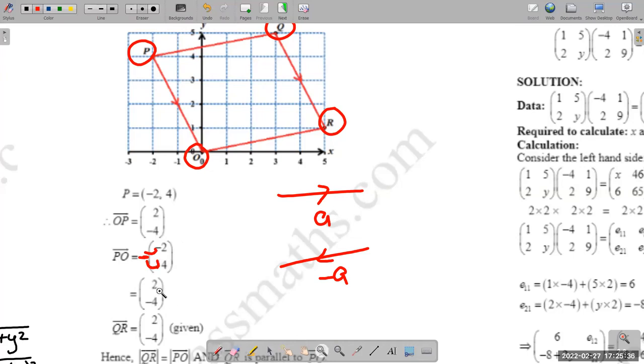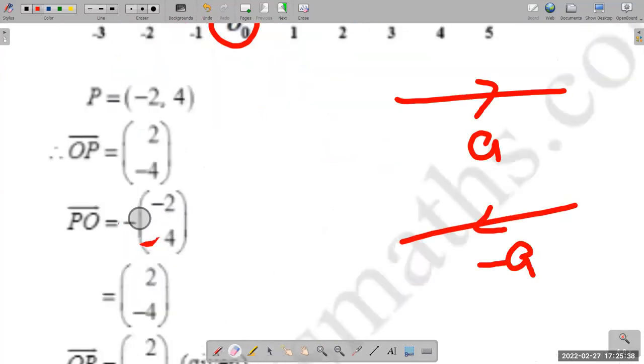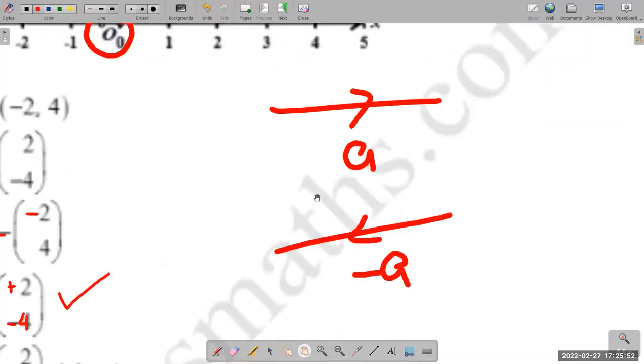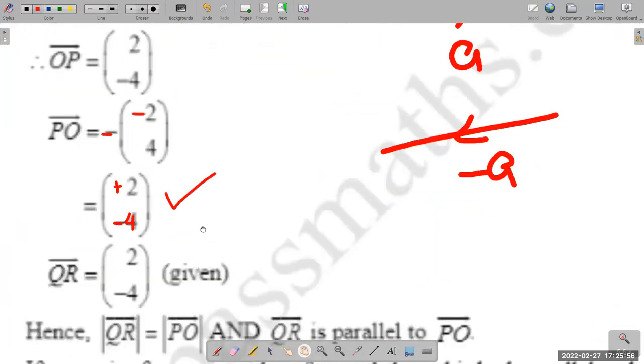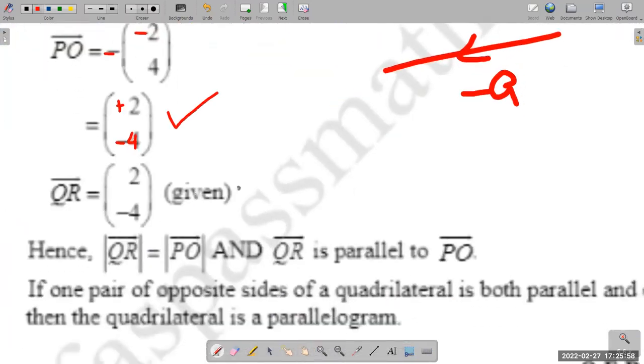Let me zoom in a bit. What we should realize here is that a negative and a negative gives us a positive, and a negative and a positive gives us a negative. So this is our PO vector. Who do we need to find now? We need to find QR. Remember, we didn't calculate that already. You see, it says here it was given.